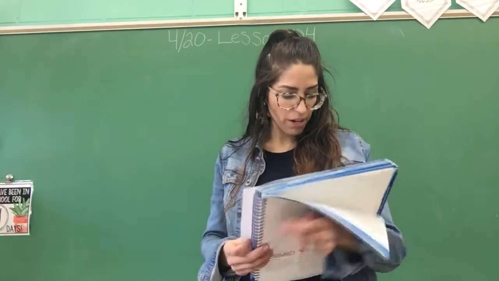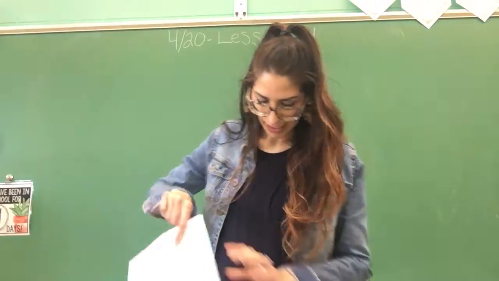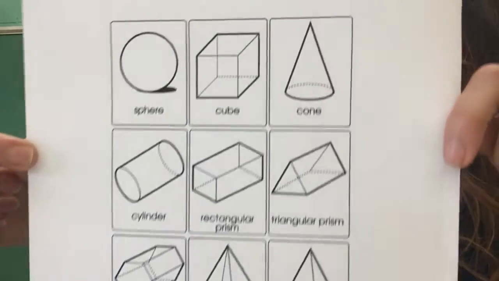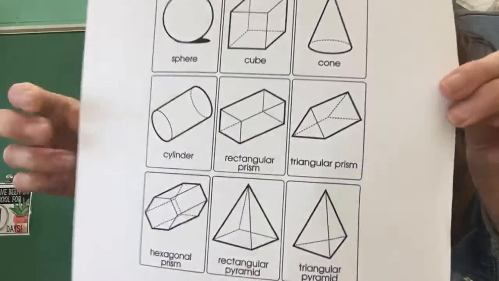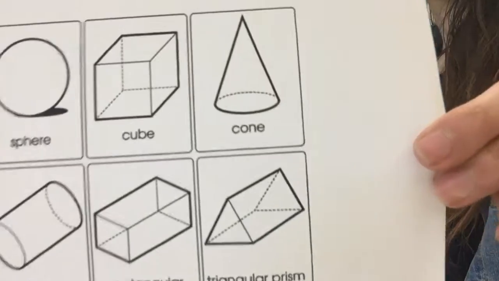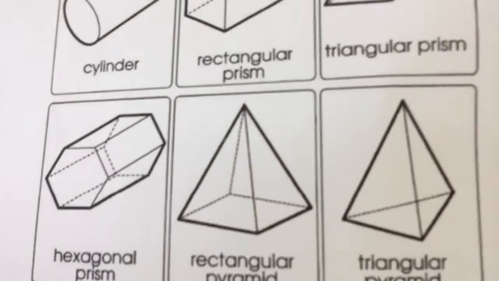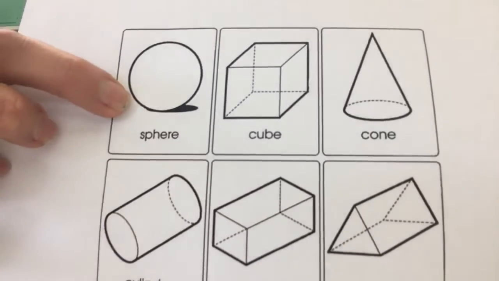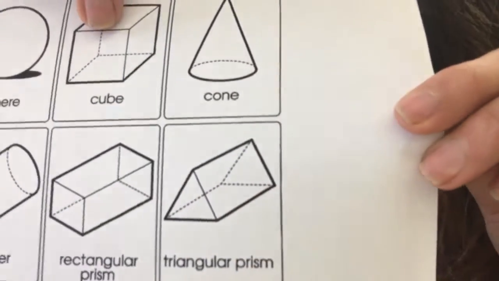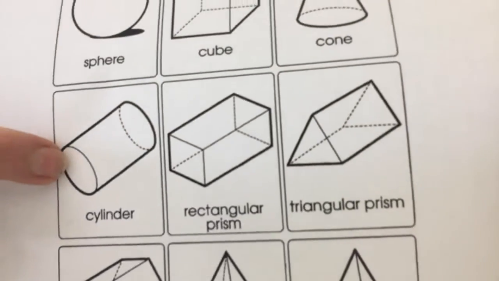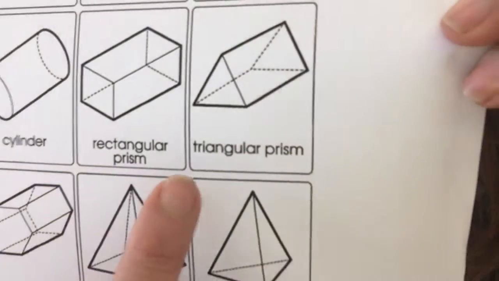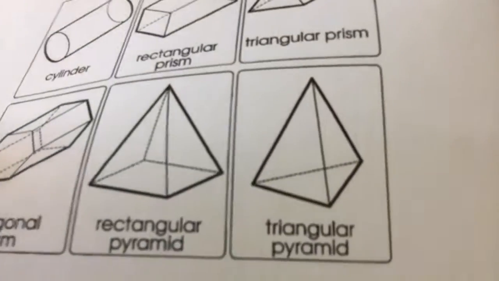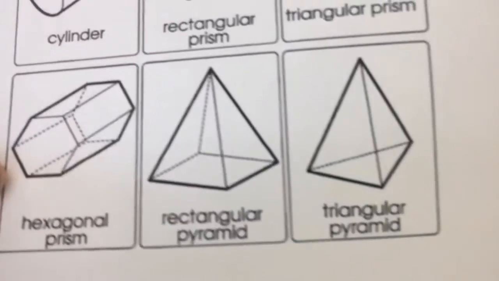These shapes right here, I'm going to show you. Okay, these are 3-dimensional, so they're 3D shapes, and these are the geometrical shapes, right? So I'm going to give you some up close of those. So we have the sphere, we have the cube, the cone, the cylinder, the rectangular prism, triangular prism. Let's see here. We have the hexagonal prism.